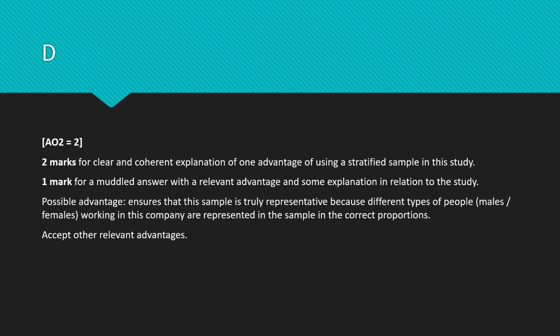Next one then, D, is out of 2. So explain one advantage of using a stratified sample of participants in this study. So 2 marks, you need to have quite a clear advantage. You can't just say it is representative, full stop. That's only going to get you the 1. You need to say why. So it's representative because different types of people, in this case it's males and females, are represented in the correct proportions of the target population. So linking to target population is key to get you the 2nd mark.